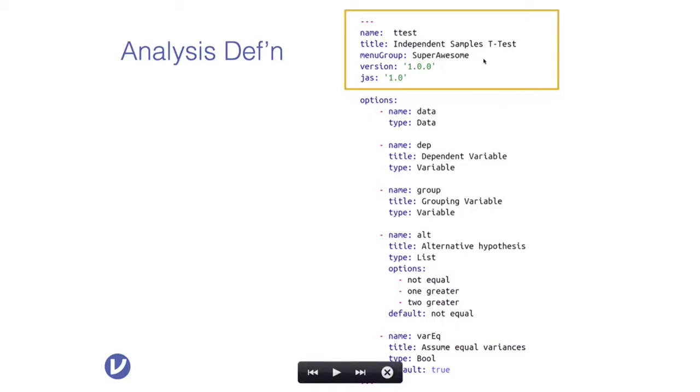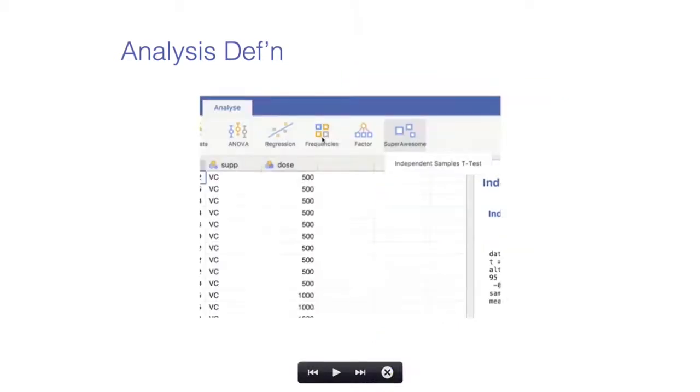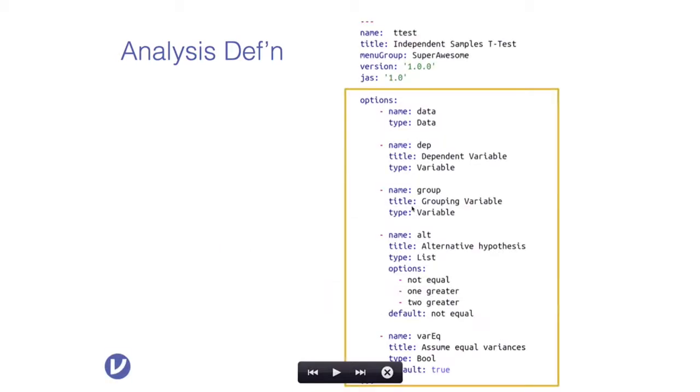And in this case, it has the menu group super awesome. And so if we were to install this into Jamovi, this is how it would appear in the menus. So that's where that information is used.